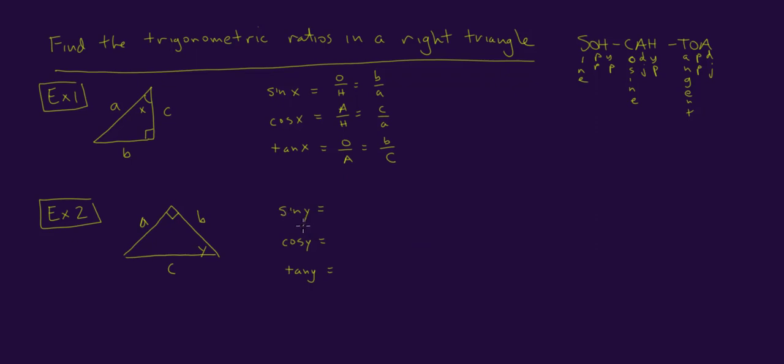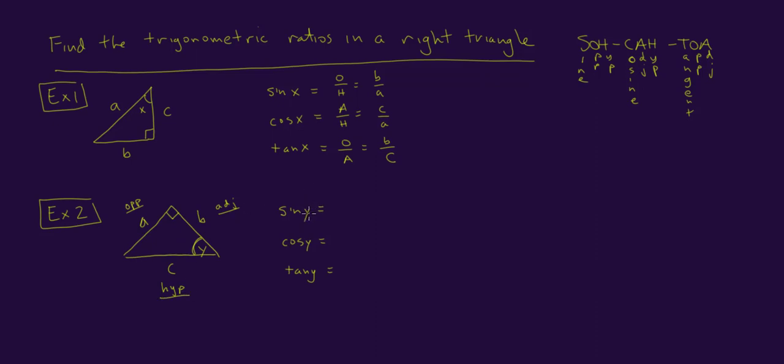We have sine of y, cosine of y, and tangent of y. Y is the angle located here in the lower right-hand corner. So as we go opposite from it, that's going to be side A. If we go adjacent leg, that's going to be over here on side B. And the hypotenuse is always opposite from the right angle, so that's going to be this side down here, that's C.